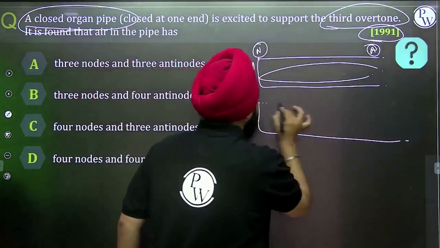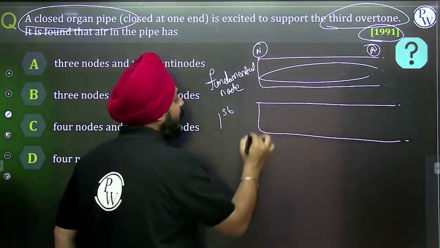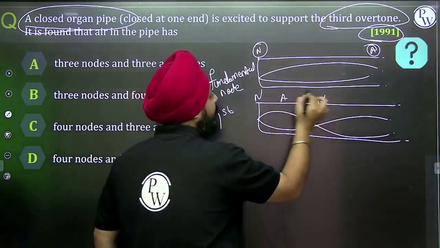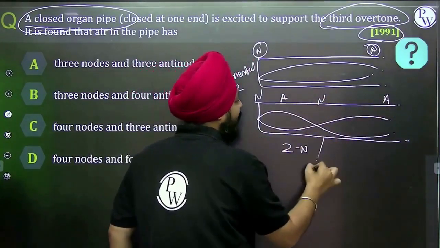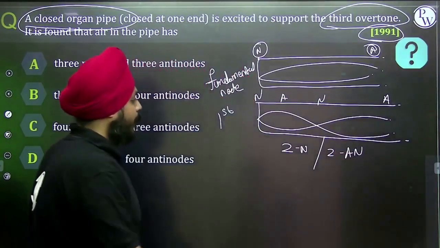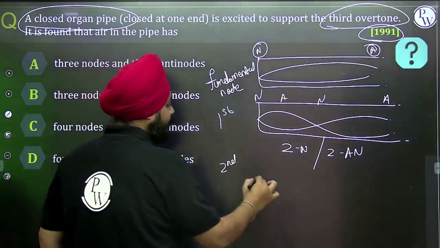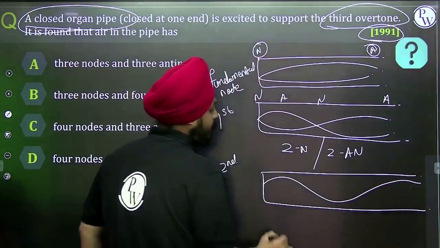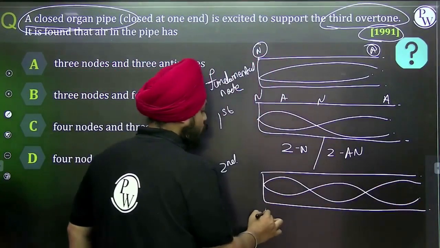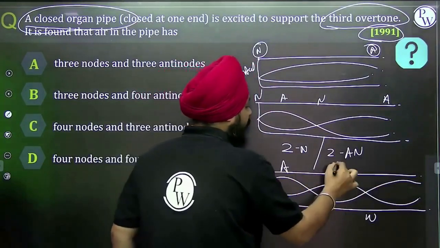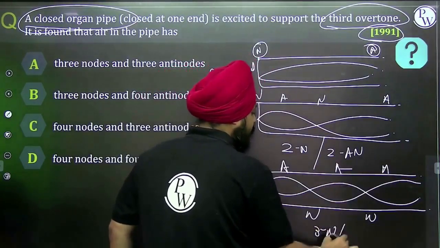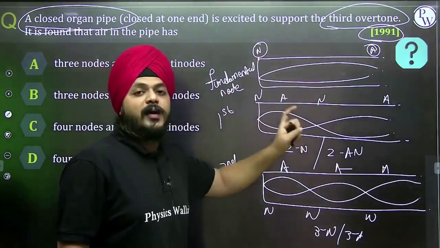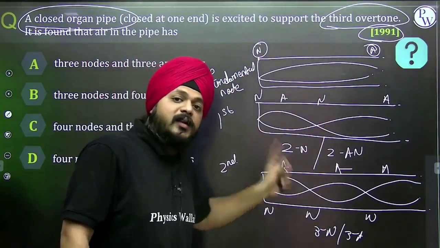In the first overtone, two nodes are there, two antinodes are there. In the second overtone, three nodes, three antinodes. See, the sequence is followed. In fundamental, one node, one antinode. In first overtone, two nodes, two antinodes. In second overtone, three nodes, three antinodes.